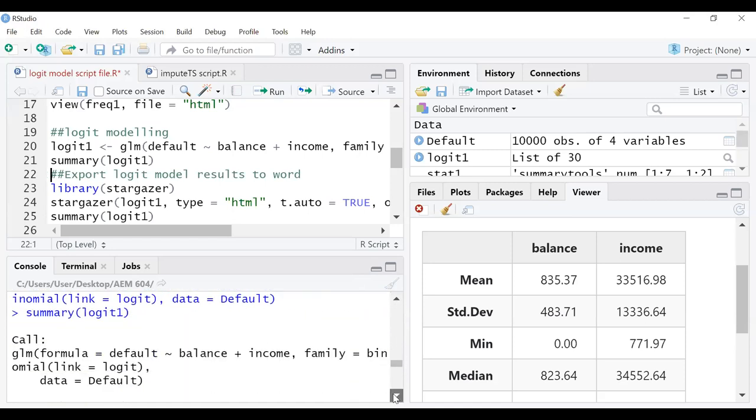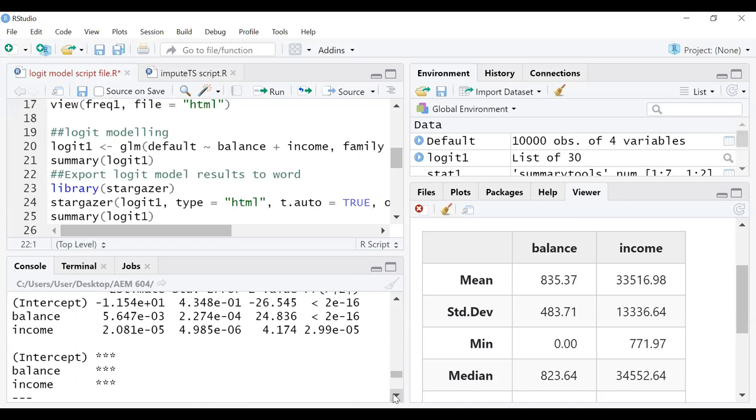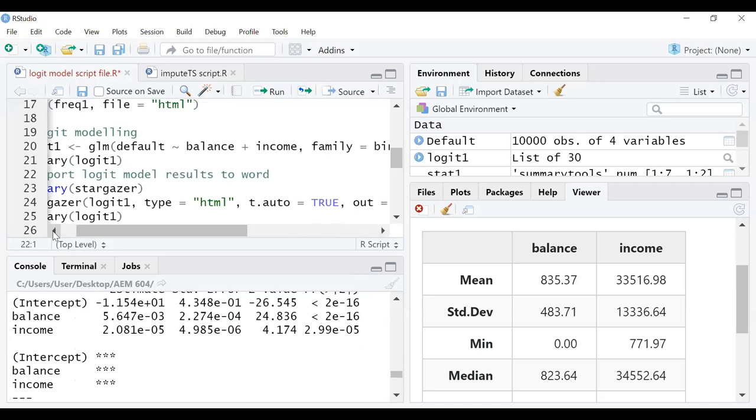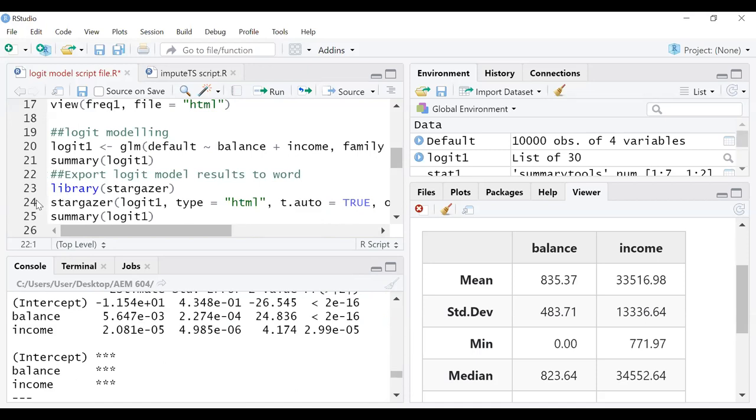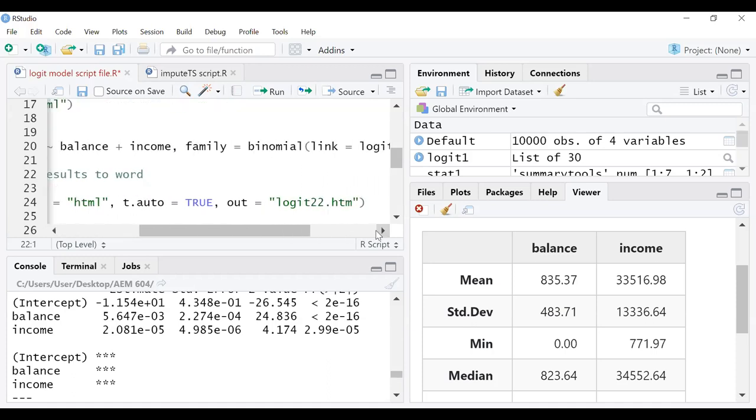So this is the result. But you can now export your results into your folder. Because it's always good to make use of your folder. That's very important most of the time. So use Stargazer. That's the reason why we need Stargazer to do that. So we have Stargazer. What I am exporting is logit 1. What type? HTML. Then out. That is the name that I want it to have in my working directory. That's how to export it.